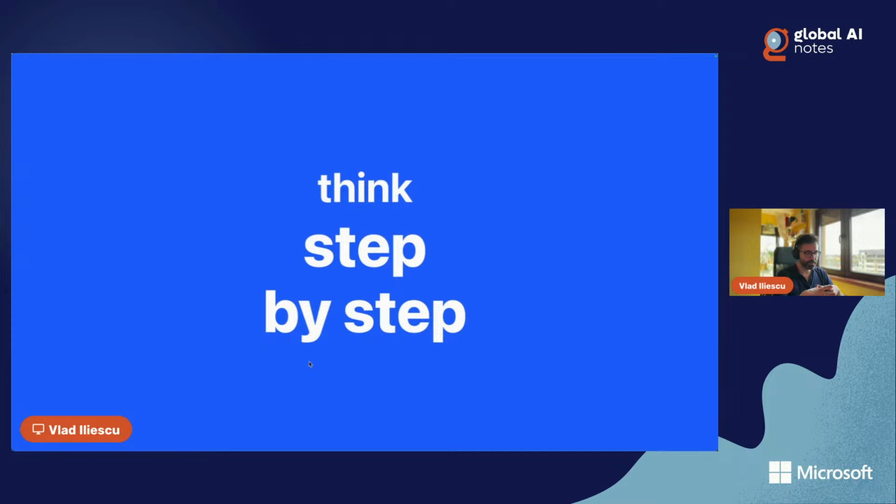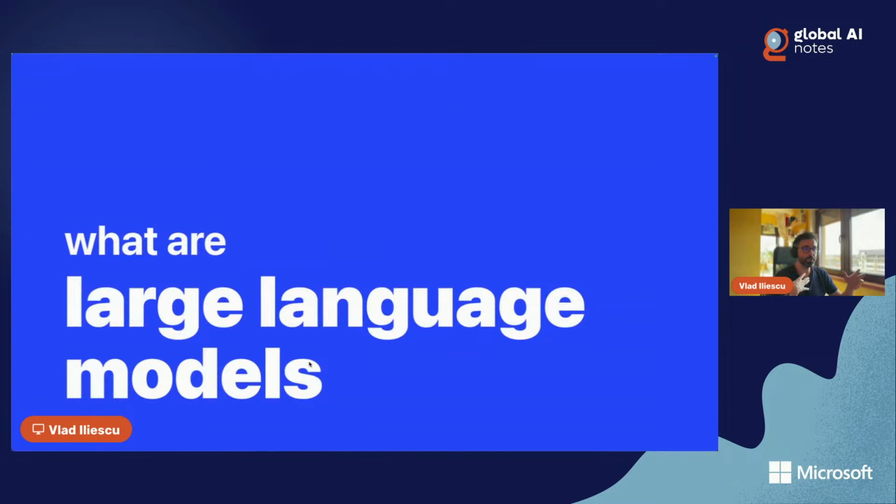So let's think step by step. Not just large language models do that, it also works for humans. So let's think: what are large language models, and how can we convince them to show recent information?